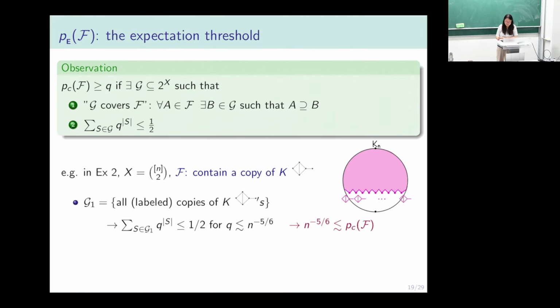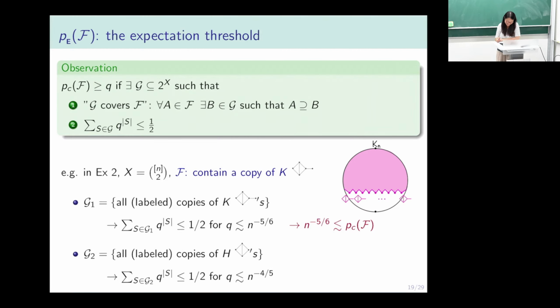Okay? But we saw that we can do better. There is a better cover. Do you still remember that? What was the better choice? We can choose all of the densest part of K. So our second cover is all of the labeled copies of H. So in this case, if we go over the computation in item 2, then it gives us Q at most n to the negative 4/5. So this gives us a better lower bound.